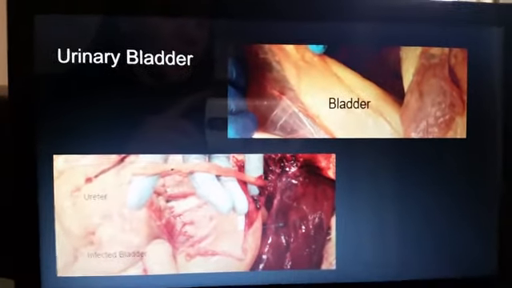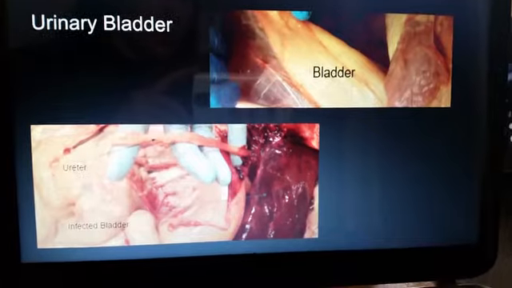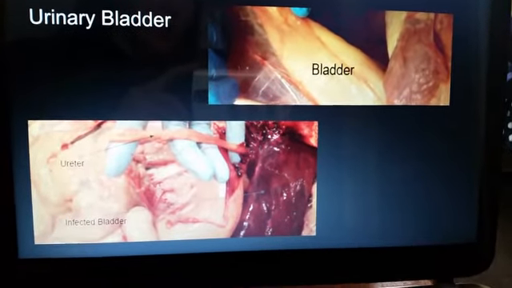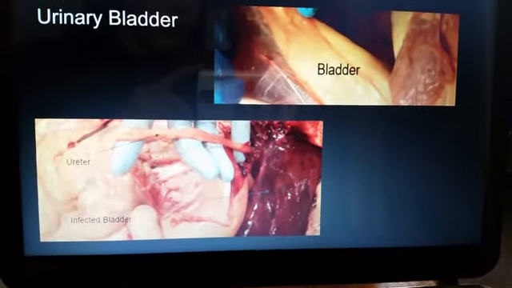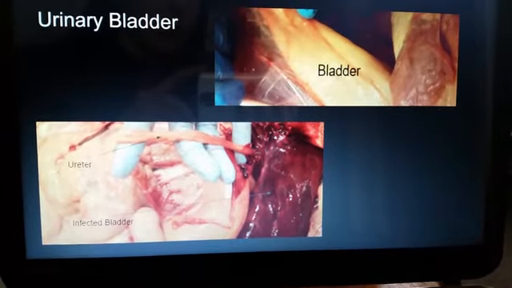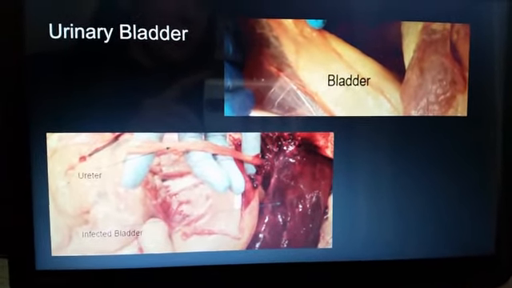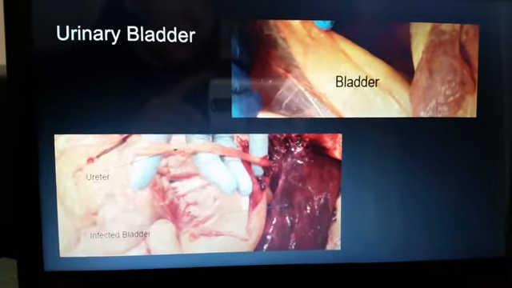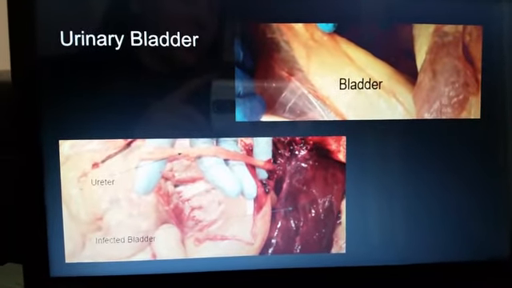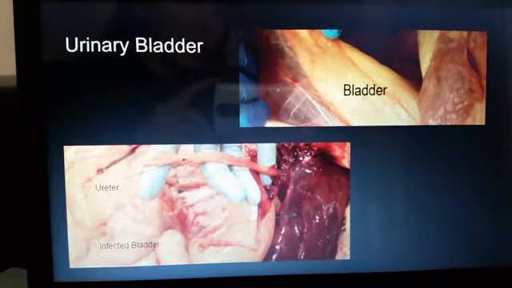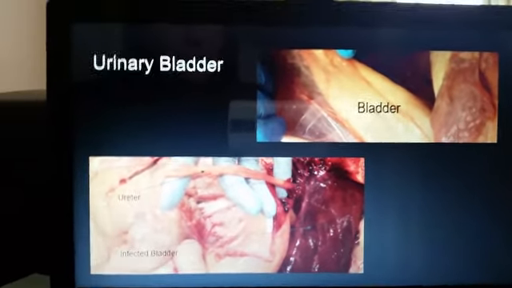As you can see in this slide, the ureter goes from the kidney to the bladder. The bottom picture shows the bladder from the animal that we dissected, which was very infected, as you can see by the very red color, as opposed to the top picture, which is a healthy bladder, which is much lighter in color.